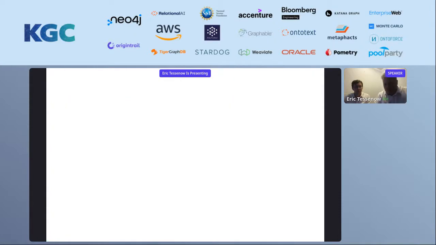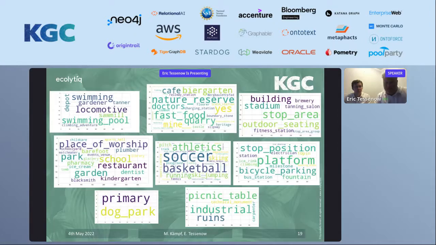So as an example of structural analysis, we show some word clouds. For example, we loaded the data from OpenStreetMap, clustered it, and we found 8 clusters, and each of the individual clusters has a certain number of tags in it.